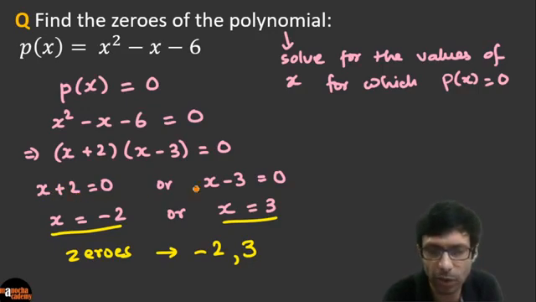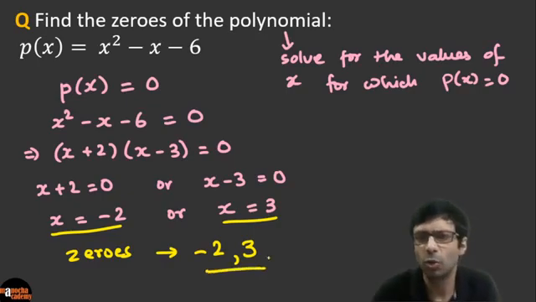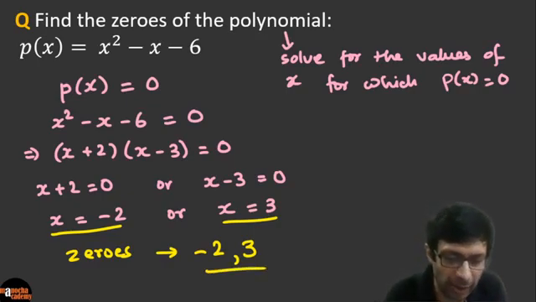x plus 2 equal to 0 or x minus 3 equal to 0. And then basically you get these values. Clear? So we get x equal to -2 or x equal to 3. And those are basically our zeros of the polynomial. Very simple. So once you get the concept, it's really easy, right?